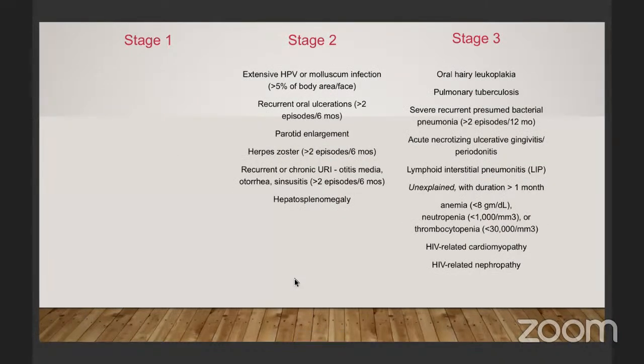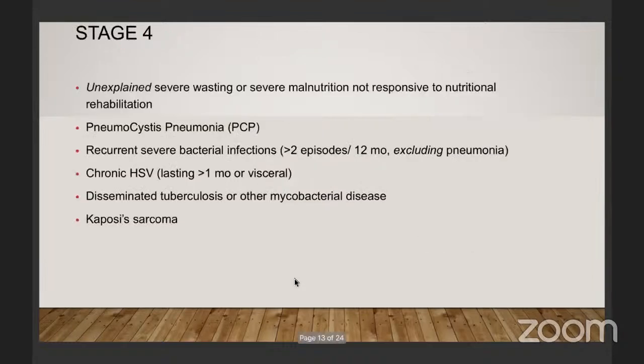oral hairy leukoplakia, pulmonary tuberculosis, severe recurrent presumed bacterial pneumonia, that could be greater than 2 episodes in 12 months, acute necrotizing ulcerative gingivitis or periodontitis, lymphoid interstitial pneumonitis, unexplained with a duration of greater than 1 month. Could also present with anemia of less than 8 grams per deciliter, neutropenia of less than 1,000 per millimeter cubed, or thrombocytopenia of less than 30,000 per millimeter cubed. As well as HIV-related cardiomyopathy or HIV-related nephropathy.